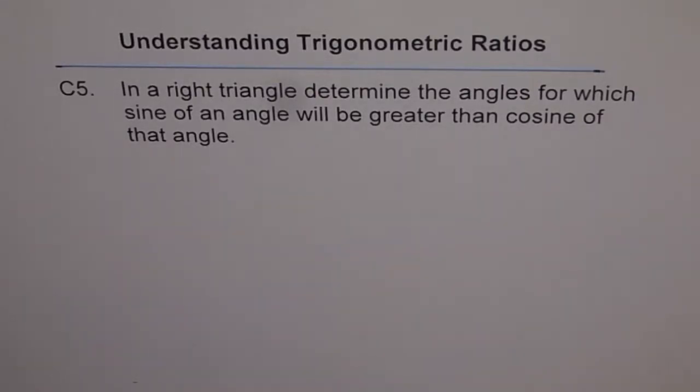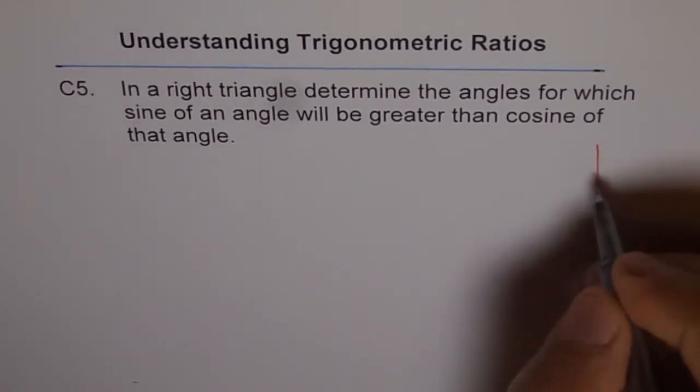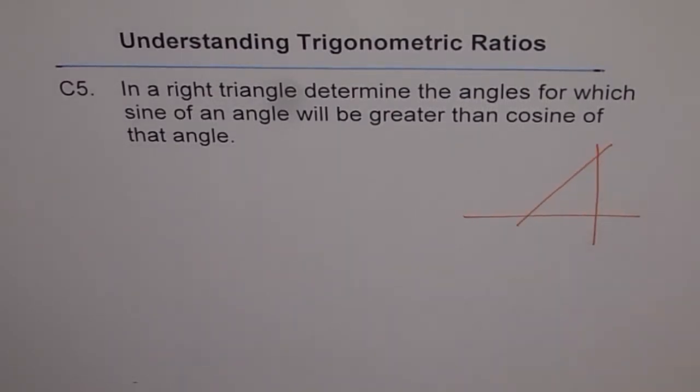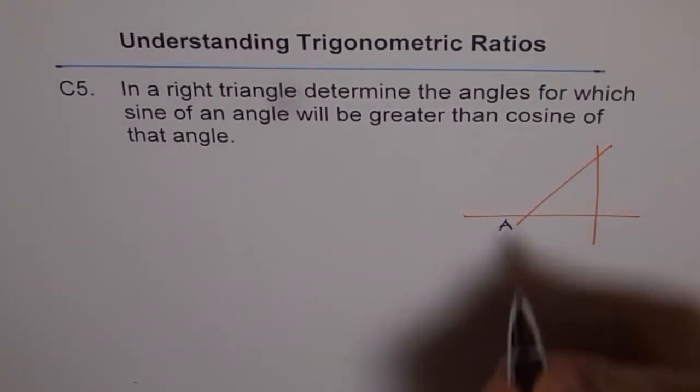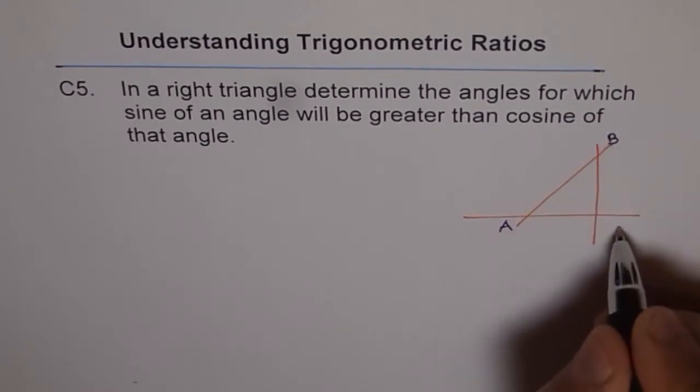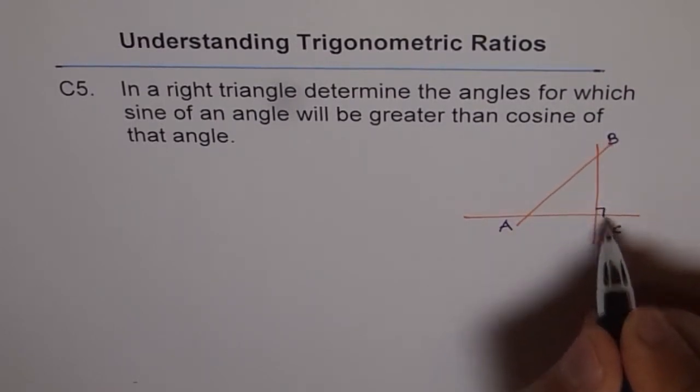Understanding trigonometric ratios. C5. In a right triangle, determine the angles for which sine of an angle will be greater than cosine of that angle. Okay, let's try to understand this. So what we will do is we'll make our right triangle. That's the one. And here, let's say this is A, this is B, and that is C. And that is our right triangle.